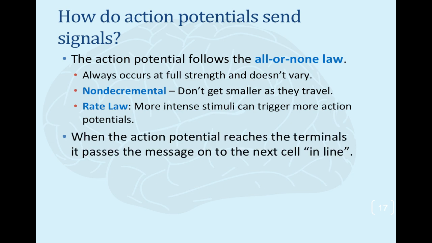When the action potential reaches the terminals, remember the axon terminals at the end of the neuron, it passes that message on to the next cell in line, and we'll see how the release of neurotransmitter happens at that point. So the action potential is all about sending that signal from the soma through the axon.